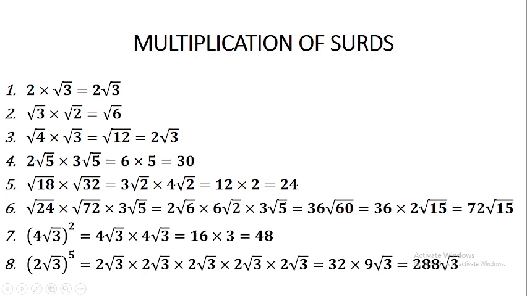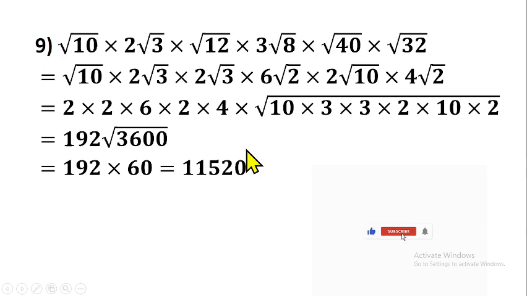So let's go on to question number 9 here. Let's look at this question. We have √10 times 2√3 times √12 times 3√8 times √40 times √32. This is a little bit cumbersome, but it's very simple if you look at it very well.